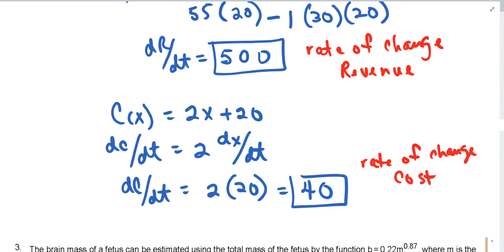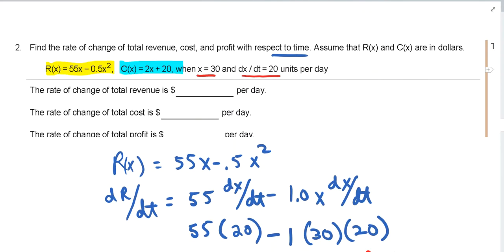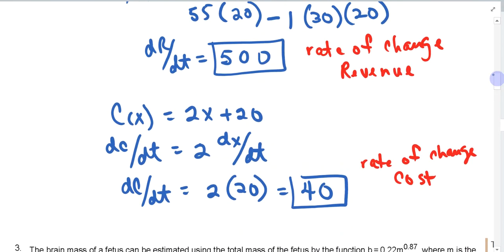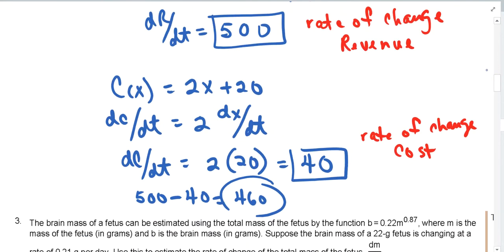All right. And then the last part of that question says, what's the rate of change of total profit? Well, remember, revenue minus cost is profit. So if we take 500 and subtract the 40, we get 460, which is going to be our rate of change for the profit.